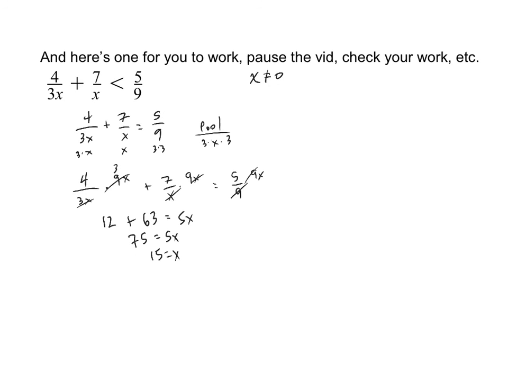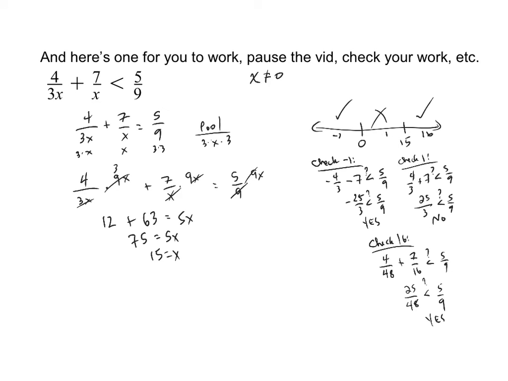draw your number line and put your excluded values and solutions on it, pick numbers from each of the intervals to check them in the inequality, and you may occasionally have to use your calculator on that. I did on the last one. And then write your answer. And there you go.